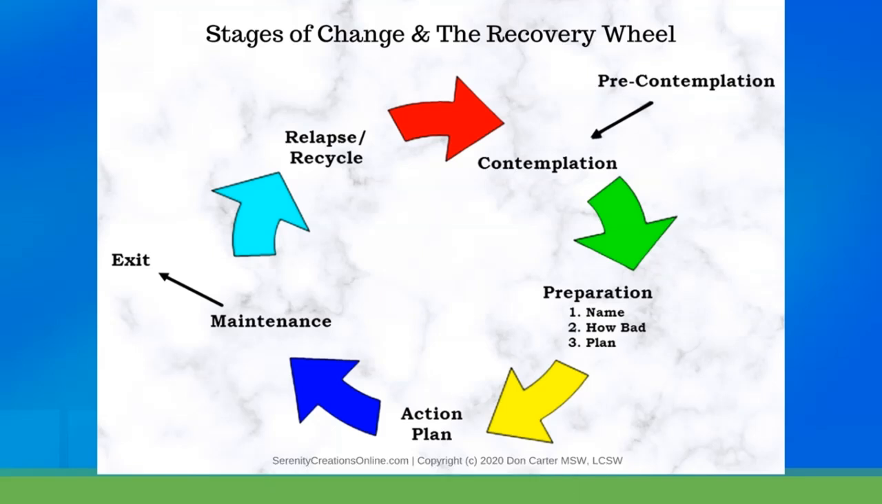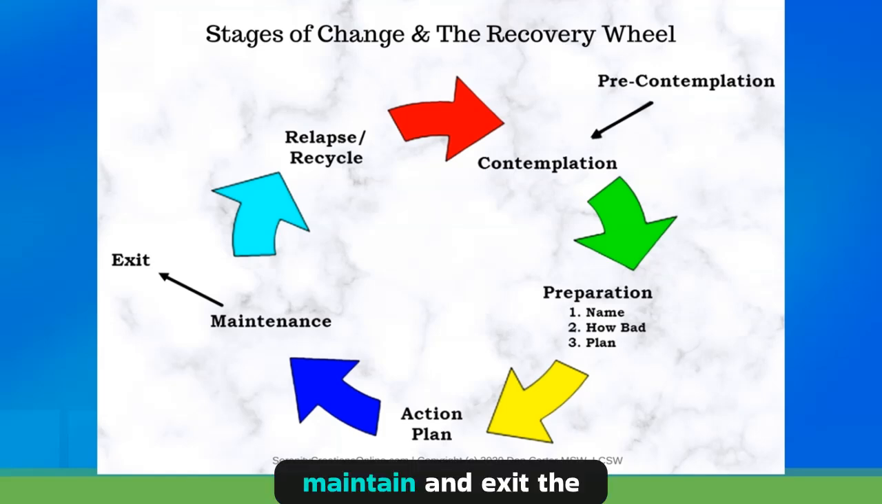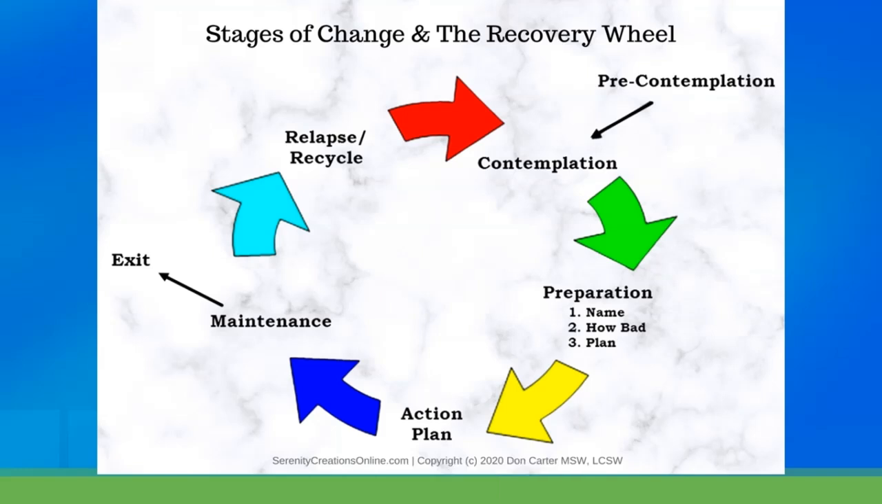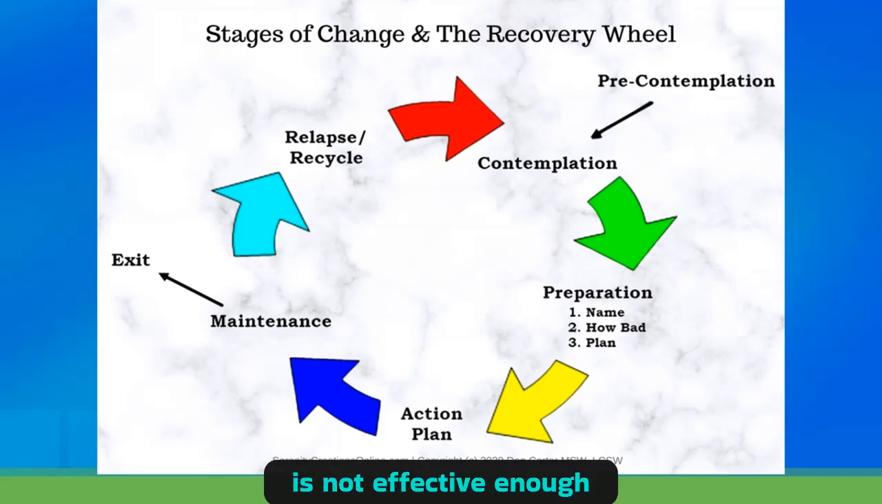And then maybe later on, the judge decides, yes, I have a problem. It's alcoholism. How bad is it? Pretty bad. I've lost 2 wives already. What do I need to do about it? I need to reach out for help. So my action plan is to go into treatment. If that works, I maintain and exit the wheel with a good solid recovery program in place after treatment. And if I continue following that recovery plan and doing all the things necessary, I have a good chance of staying off the wheel. But if my plan is not effective enough and I don't follow through with my plan, then I relapse and I'm right back at contemplation.